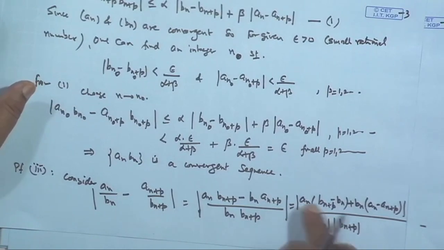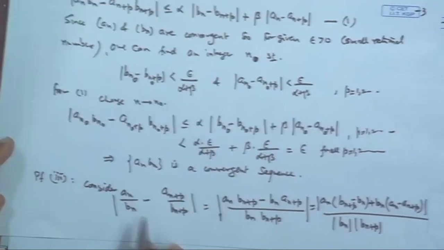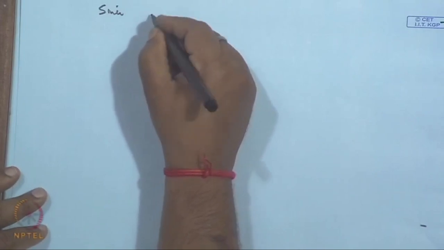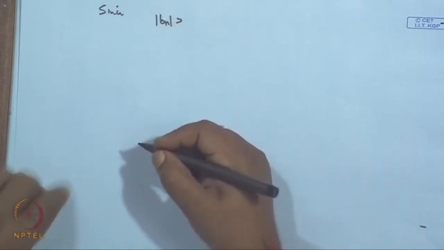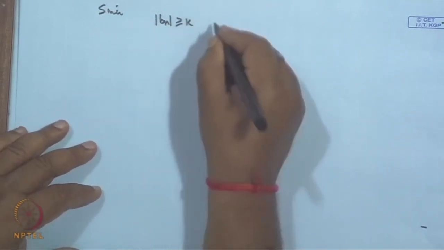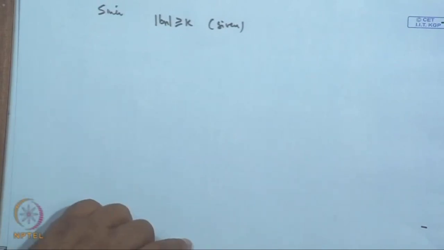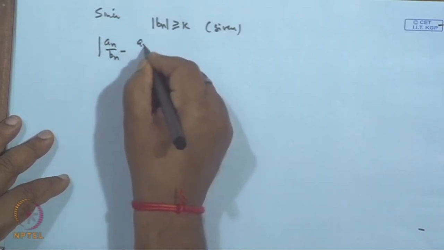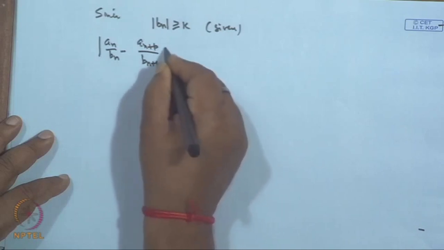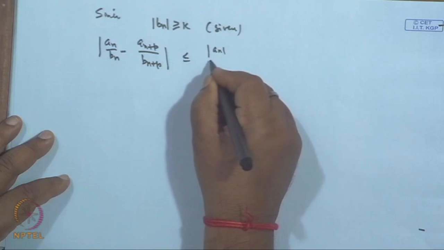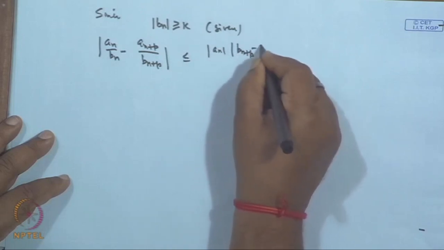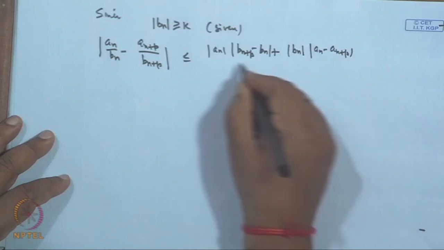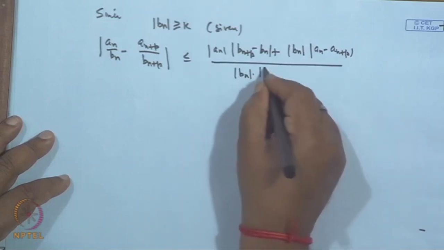Now, further this is less than or equal to the mod of this. It is given that each term of the sequence b_n is numerically greater than or equal to k. So, we can say that |a_n over b_n minus a_n+p over b_n+p| is less than or equal to |a_n| times |b_n+p minus b_n| plus |b_n| times |a_n minus a_n+p|, divided by |b_n| |b_n+p|.